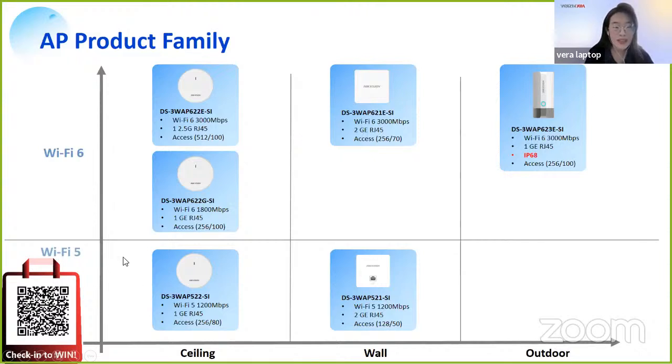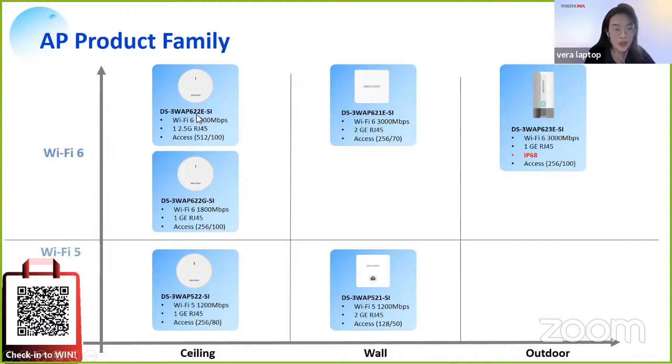The Wi-Fi protocols include 5 and 6. Even from the numerals, you can get some clues. For example, you may have noticed this AP product starts with DS-3WAP. DS again means a Hikvision product. 3W means Hikvision wireless product, and AP means access point. For the first digit, you may find the upper one starts with 6 and the lower one starts with 5. Your guess is correct: the upper one supports Wi-Fi 6, and the lower one supports Wi-Fi 5.